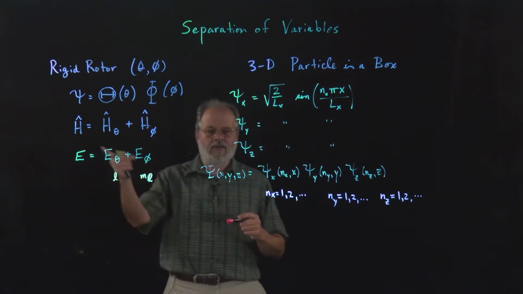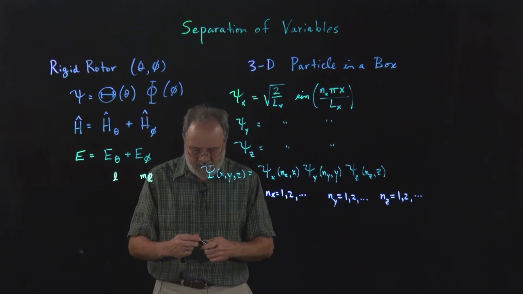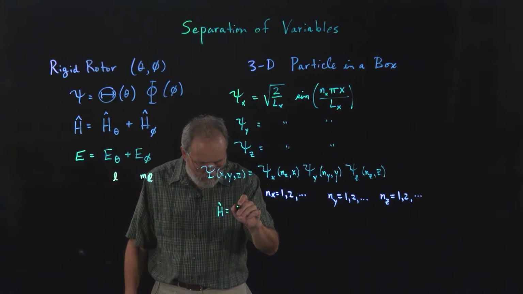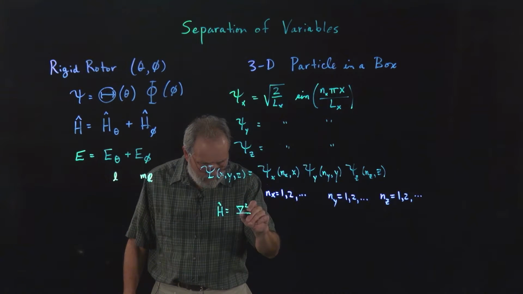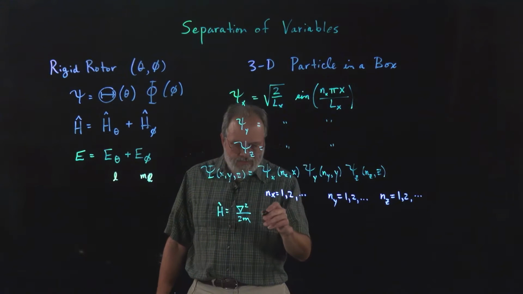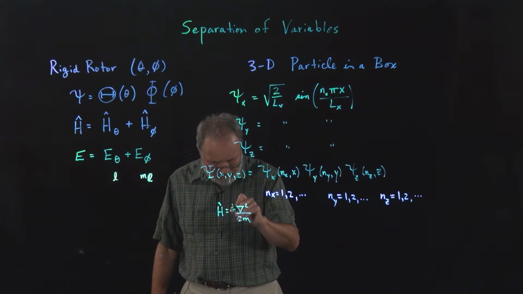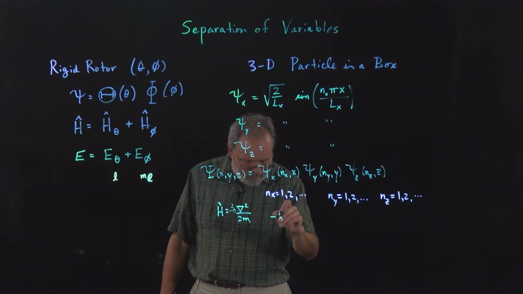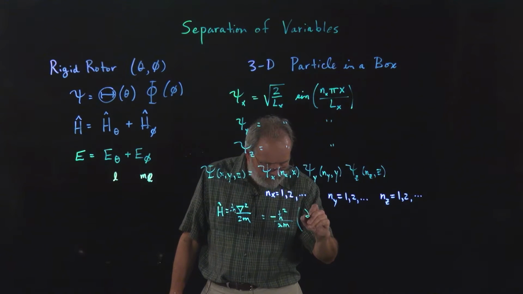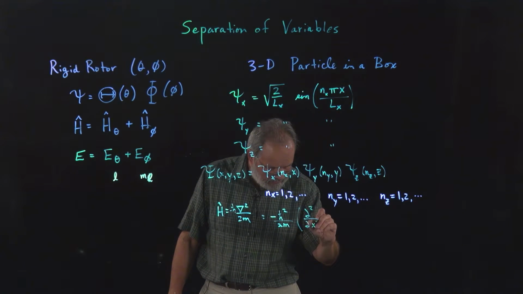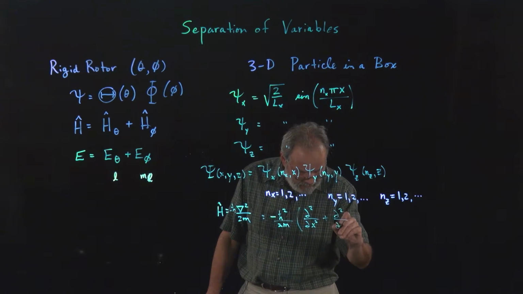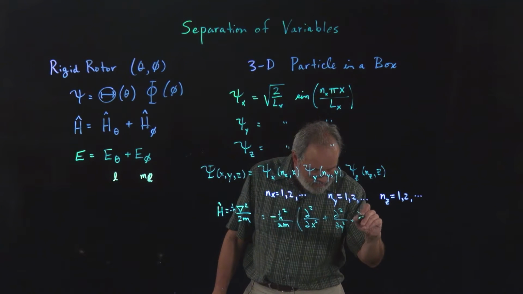And now what about the Hamiltonian? Why can we do this? It's because when we look at the Hamiltonian, it's going to be minus h bar squared over 2m times the Laplacian, which is the second partial derivative with respect to x, and y, and z.